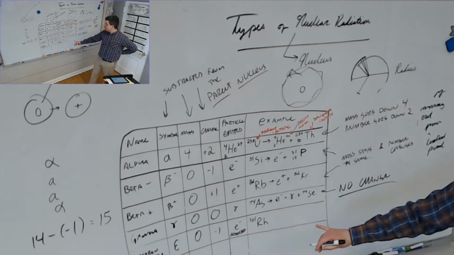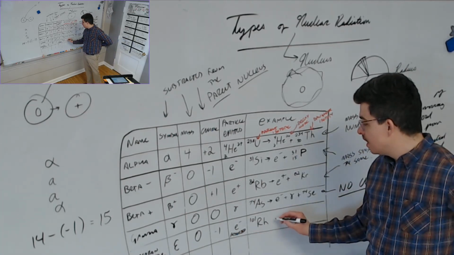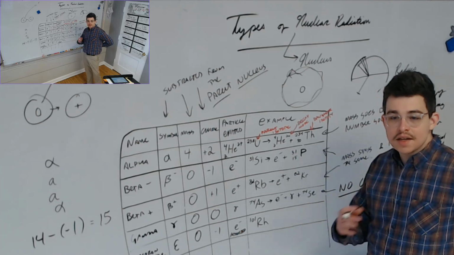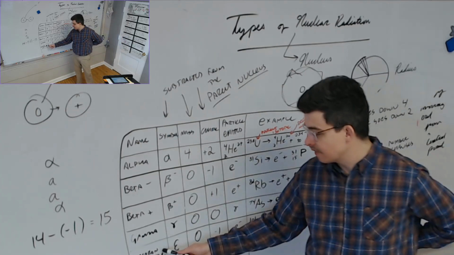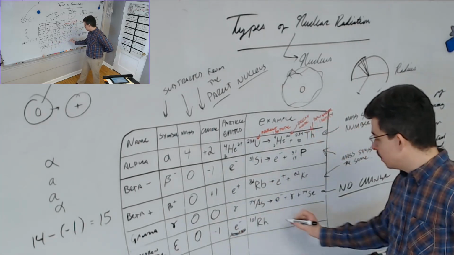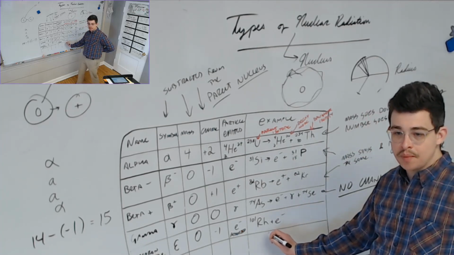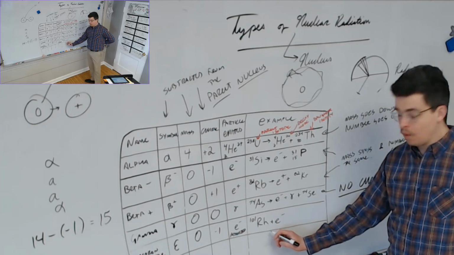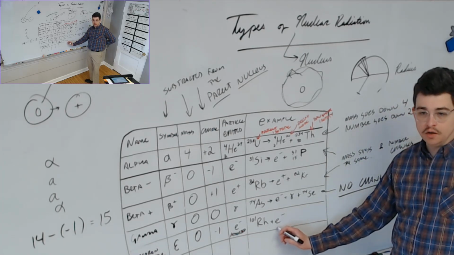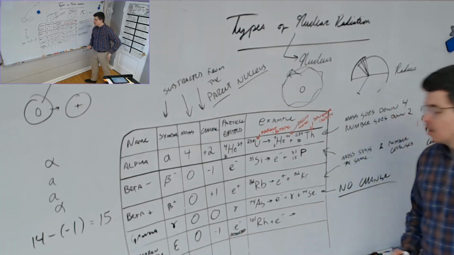Rhodium 101. Now check this out. Rhodium 101, instead, is not releasing an electron. What's this implying? It's gaining an electron. So in this case, this is the only one where we put it on the same side as the parent isotope. So rhodium 101 absorbs an electron, and it becomes, okay, now think about it.